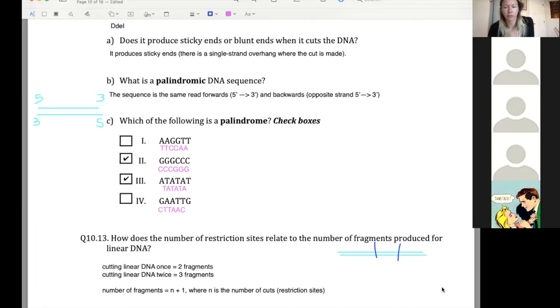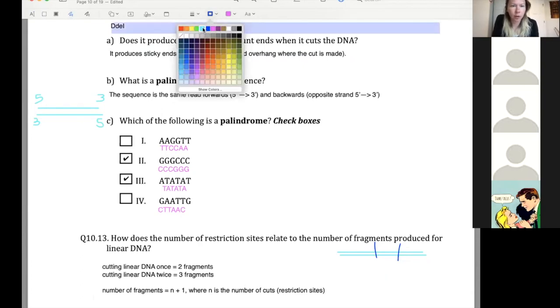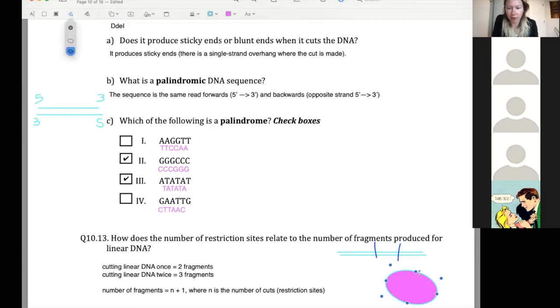This one has something to do with circular versus linear DNA? Exactly, yeah. So if we had a circular piece of DNA and we cut it once, we would end up with just an open strand of DNA and it would just be one piece. If we had a continuous circle and we cut into it, it would unravel and open up, so it'd still be one whole piece. So the n plus 1 only refers to if you're starting with linear DNA. If you have circular DNA, then the number of fragments equals the number of cuts. This is only applicable to linear DNA.